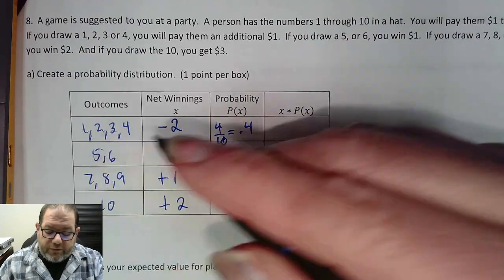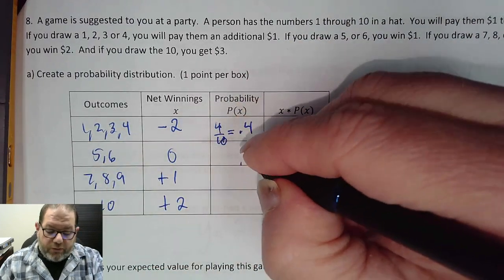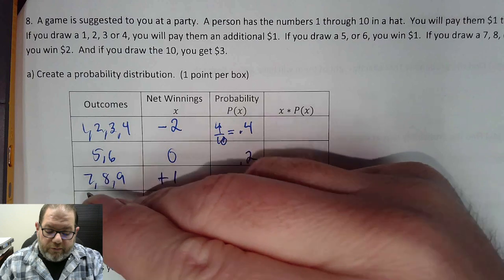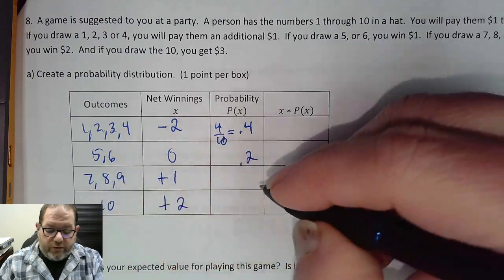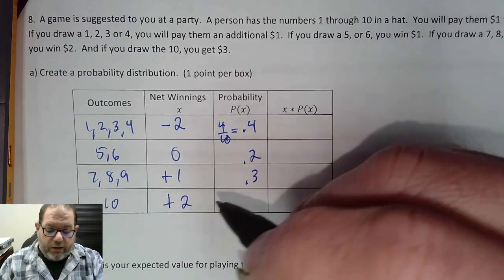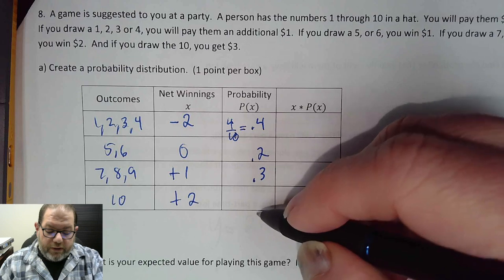So 5 and 6, that's 2 numbers out of 10, that's going to be 0.2. 7, 8, 9, that's 3 numbers out of 10, so 0.3. And the 10, that's 1 number out of 10, so 0.1.